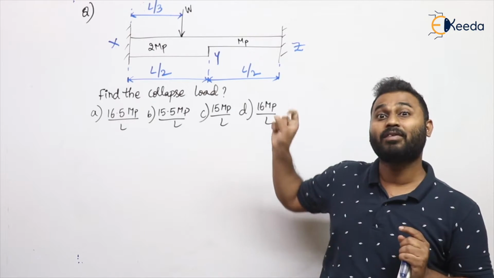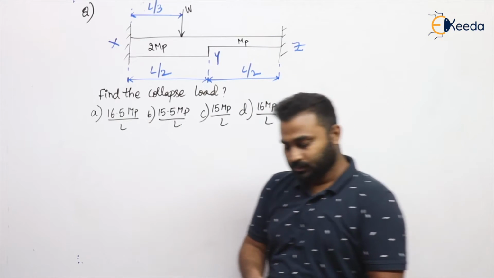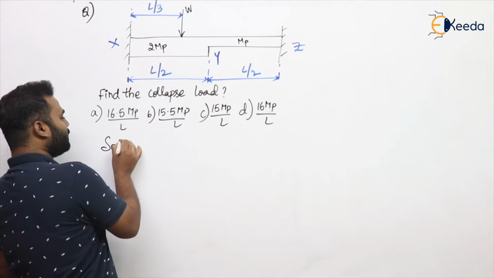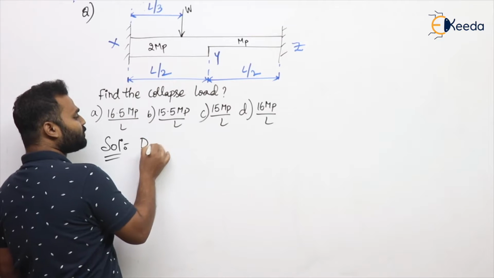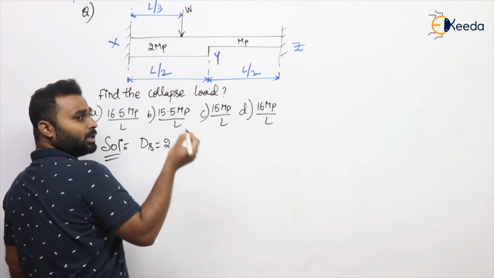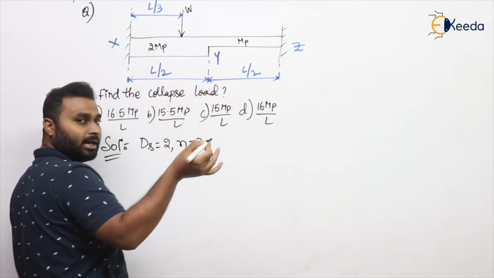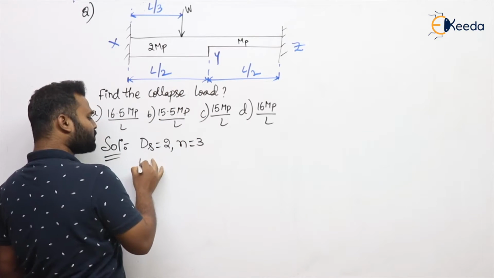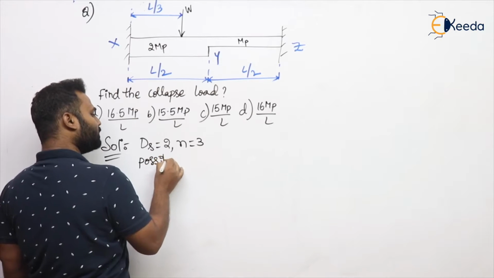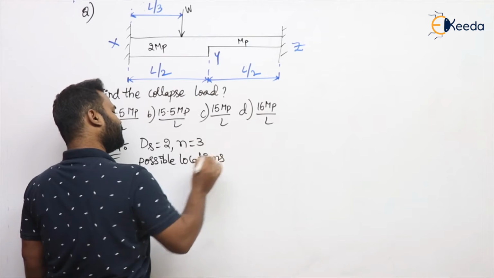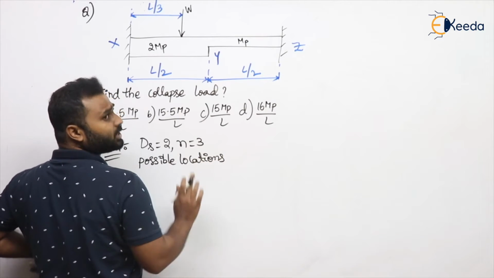What is the procedure? Finding out the DS, that is static indeterminacy. As it is a fixed beam, DS for a fixed beam is how much? 2. Then the number of plastic hinges required for the formation of mechanism, 3. Clear? After this, possible locations. What are the possible locations?